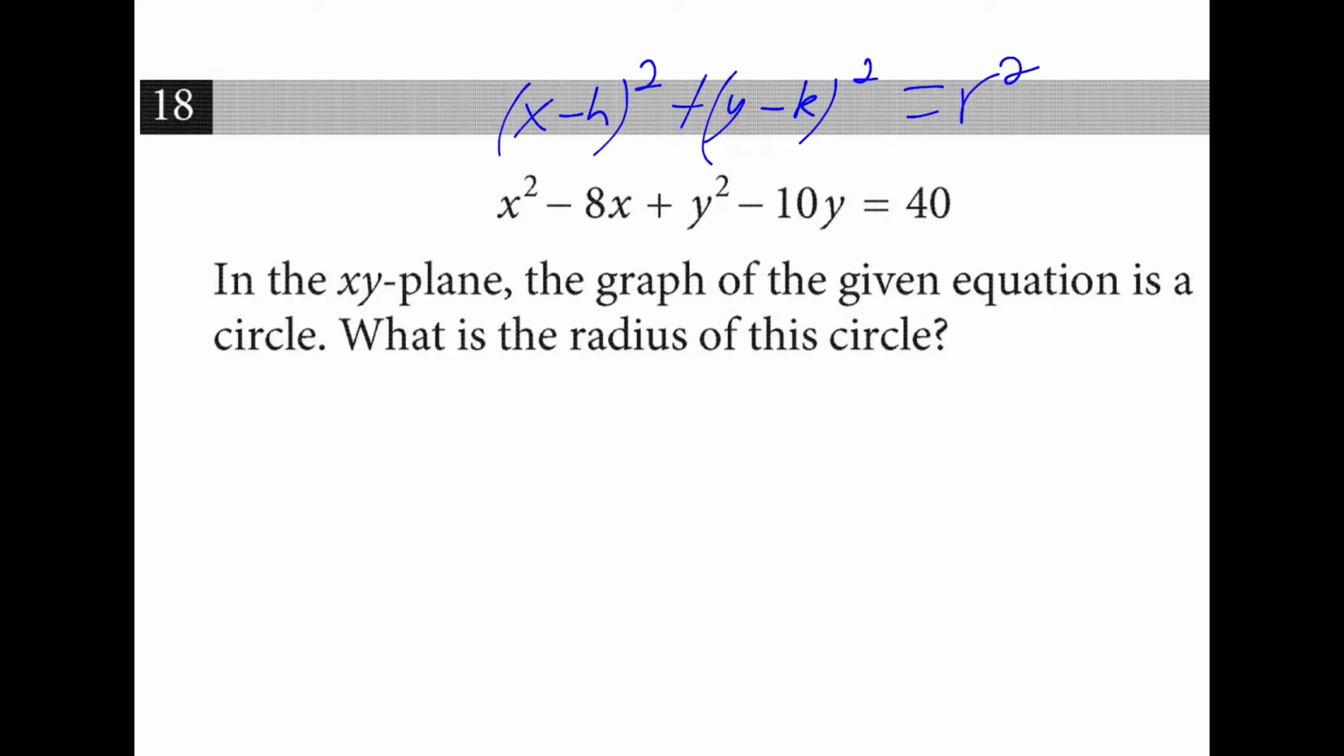The equation of a circle for center (h, k) with radius r should be in this format. We need to complete the square to get there, so we're going to start off by looking at our b value and take half of that. So if we have x squared minus 8x minus 4 plus 16, we'll add 16 to both sides.